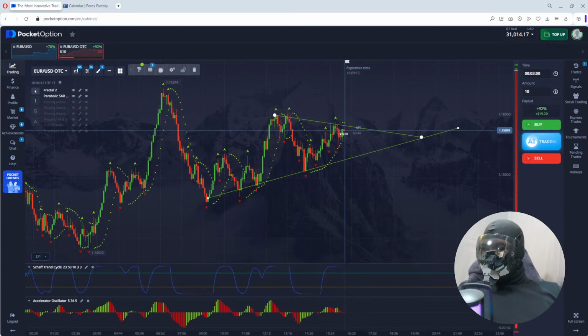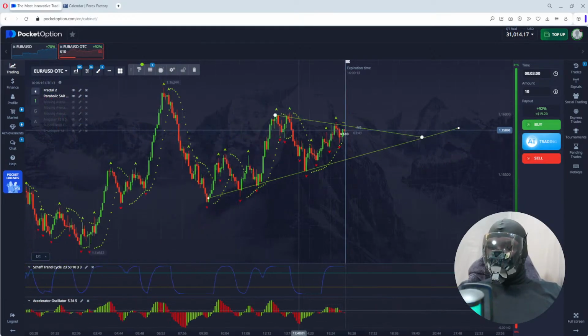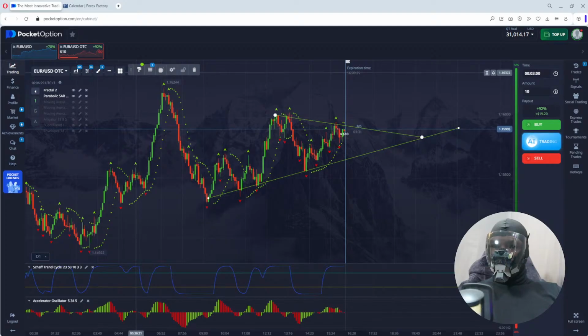All right, so we got parabolic here. We got the crossing, right? That's essentially why we opened it. Usually people will wait for the cross. When it crosses, usually people will wait for the second bar, right? This is something that you will need to test.